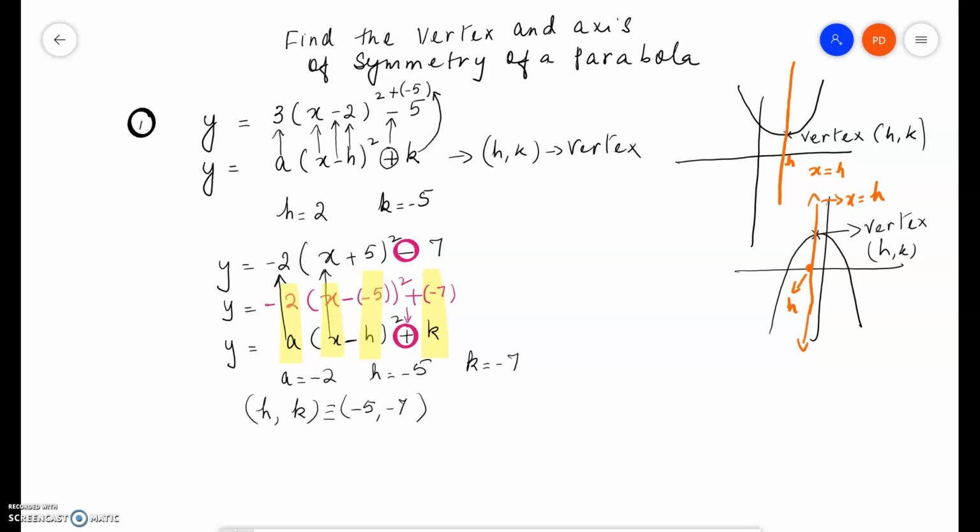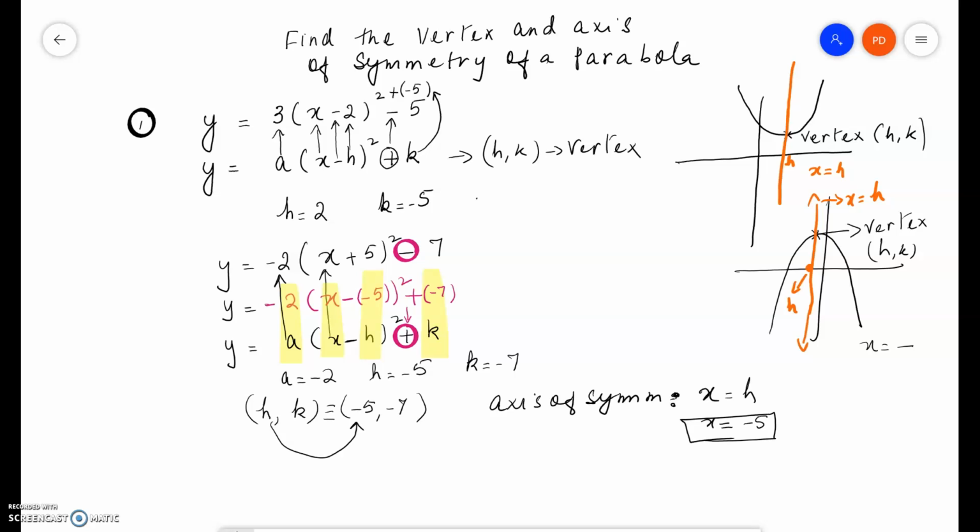The vertical line that passes through the vertex is called the axis of symmetry. So the axis of symmetry in this case is the line, since it's a vertical line, has equation x equals something. So in this case, x is fixed at h. So x is equal to, and in here we have h equals -5. So that's the equation of the axis of symmetry.